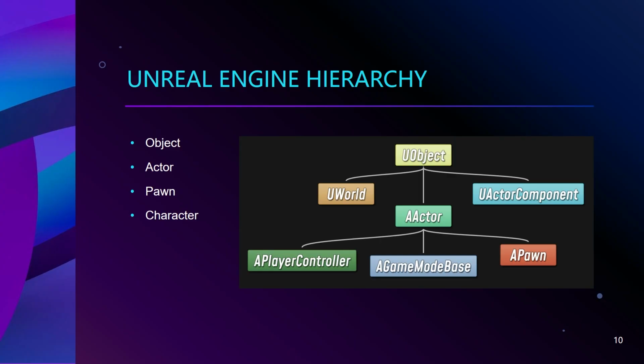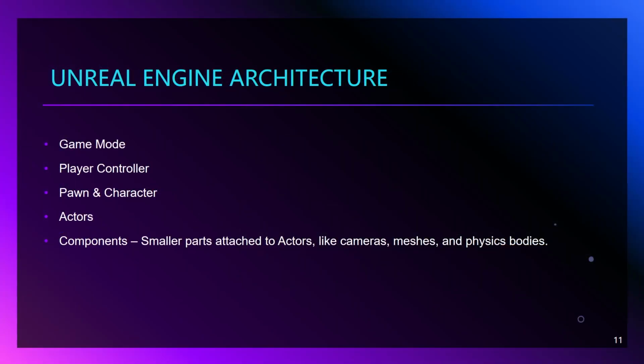And what is the difference between the pawn and character class? Pawn is used for non-humanoid and flying objects like vehicles and birds, and character is used for humanoids like our player, and character has built-in components like a movement component and a capsule component. The capsule component is basically the collision detection of the player, and the movement component basically handles all the movement of the character.